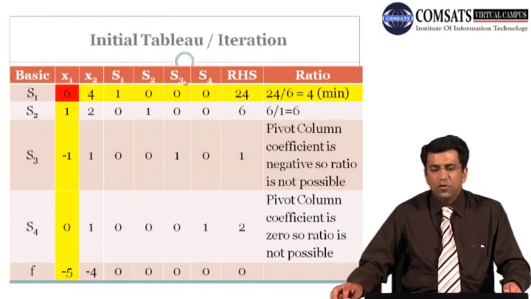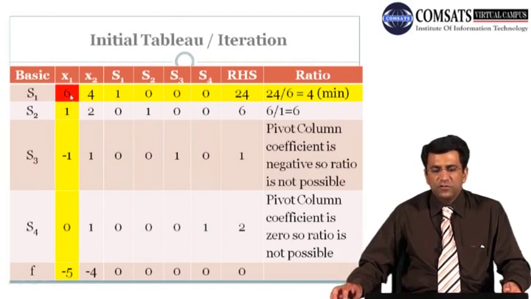In the upper row, we will write all the variables, that is x1, x2, s1, s2, s3 and s4, and these are referred to as non-basic variables. Then we have our right hand side column, and we have another row of f, that is the objective function. Now we will put the coefficients of these equations one by one in this table in order to fill it.